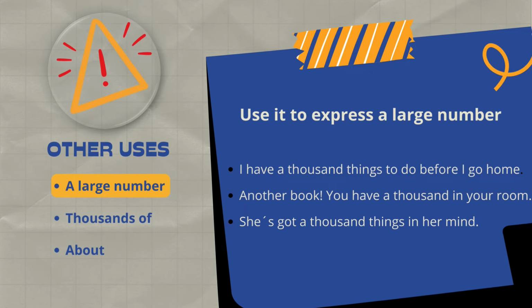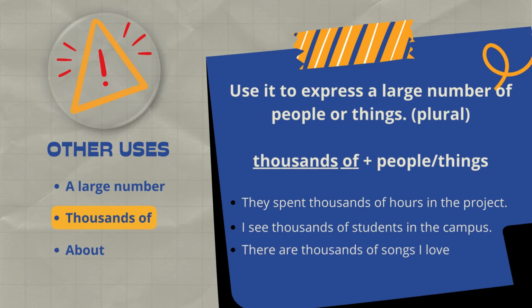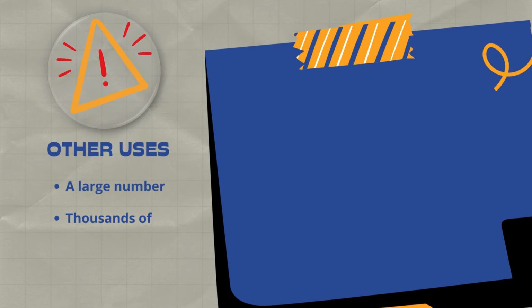The word 1000 can also be used in other contexts. For example, to count a large number. I have 1,000 things to do before I go home. In these examples, you are expressing a large number, but not exactly how many. If you use the expression thousands of, you must consider your sentence in plural and add a noun, either people or things. For example, they spent thousands of hours in the project.